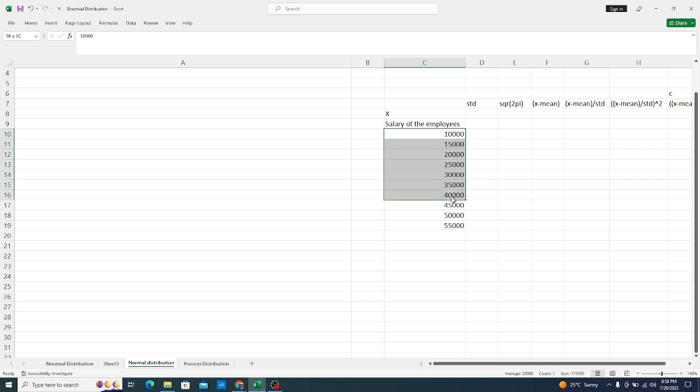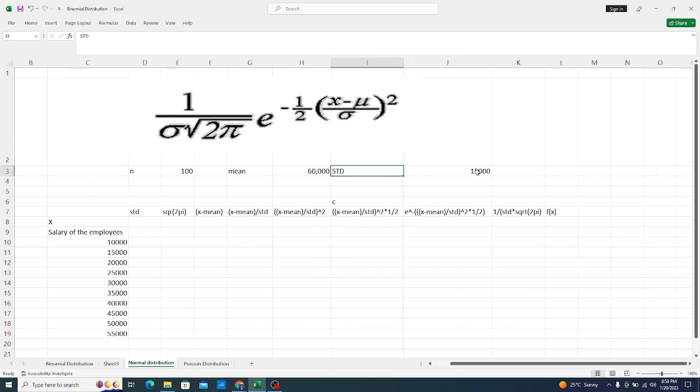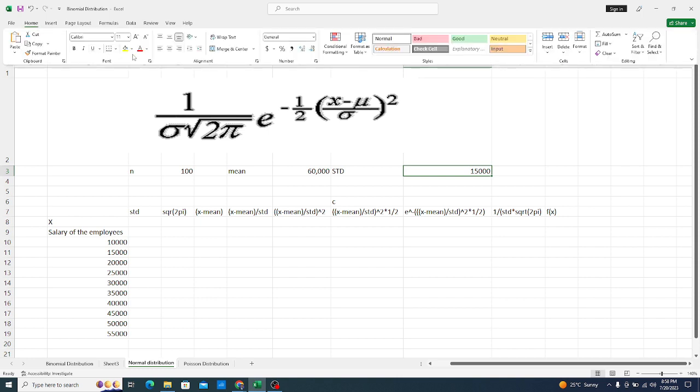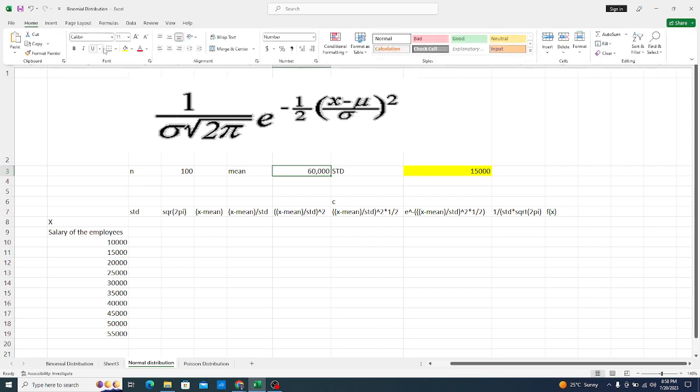And in this case, you can see we could take an average salary of 32,500, which is the mean. Then we could also find the standard deviation of the same. But we are already given the mean and the standard deviation, so there is no need for us to calculate these parameters, because we are already given.